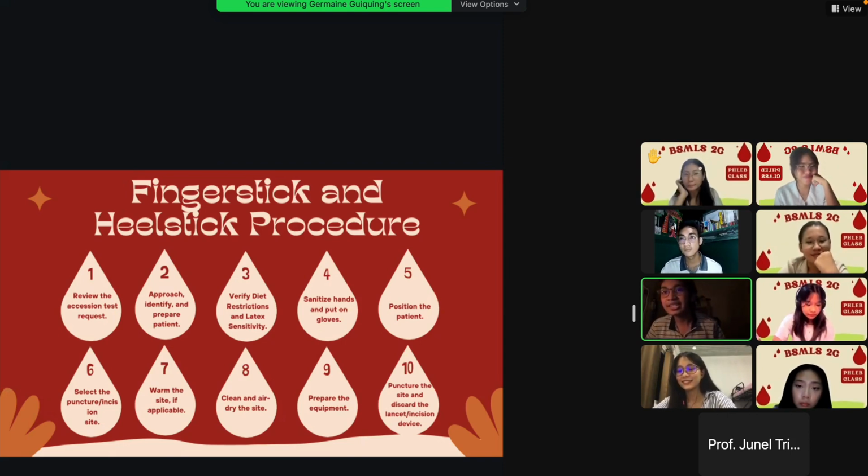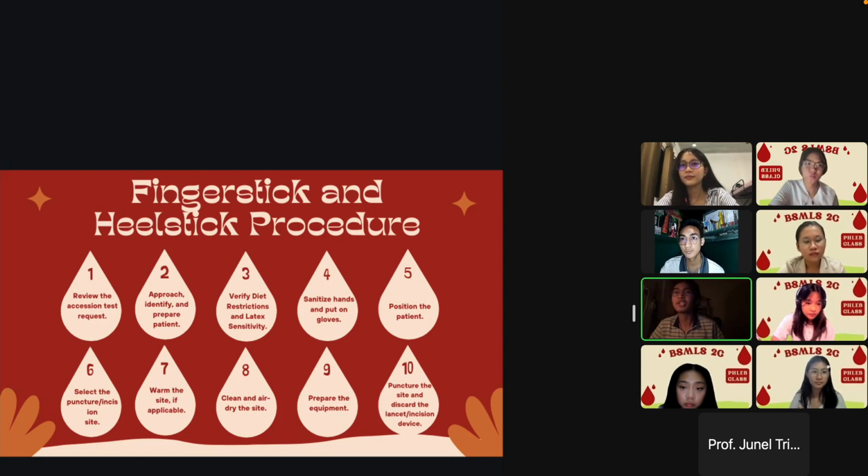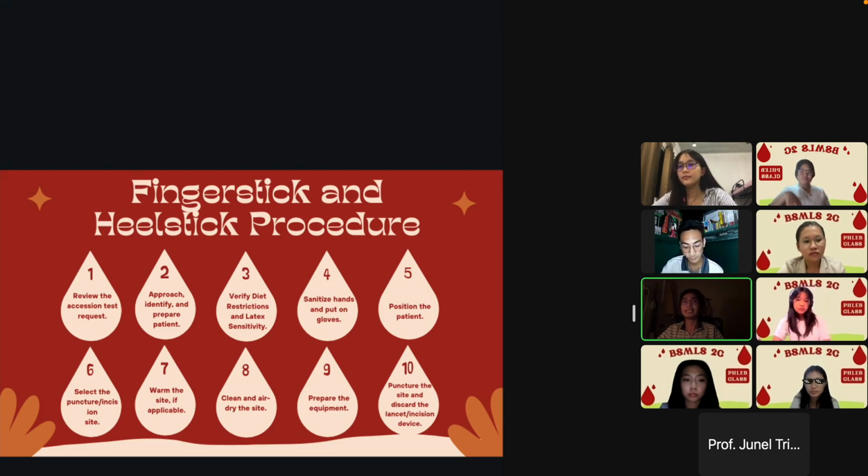Next step is to sanitize hands and put on gloves. So of course, kailangan safety pa rin ng ating patient and also of yours. Next is position the patient. Select the puncture or incision site. So of course, kapag older than 1 year old is kailangan sa finger, or kapag under 1 year old is magpipig tayo sa heel. Warm the site if applicable.